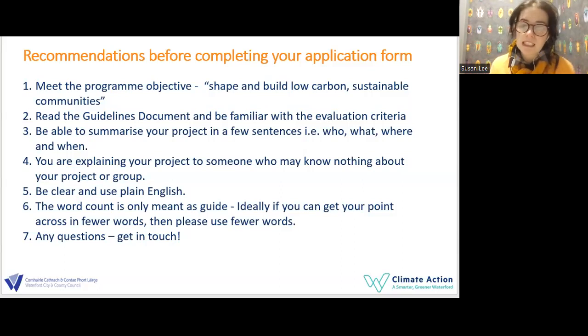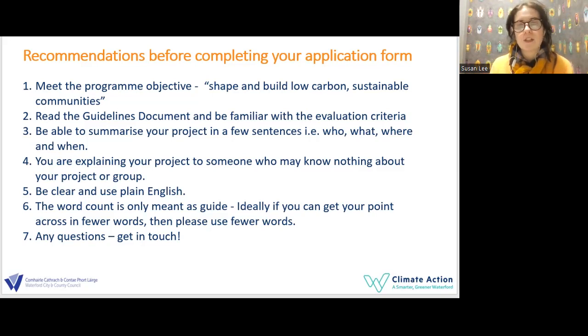Make sure you read the guideline documents online and be familiar with the evaluation criteria. There are specific questions that do relate to the evaluation criteria, but if you address, say, your governance and your management somewhere else and don't necessarily do it clearly in that section, we're going to mark you for the whole application, not just the individual questions.